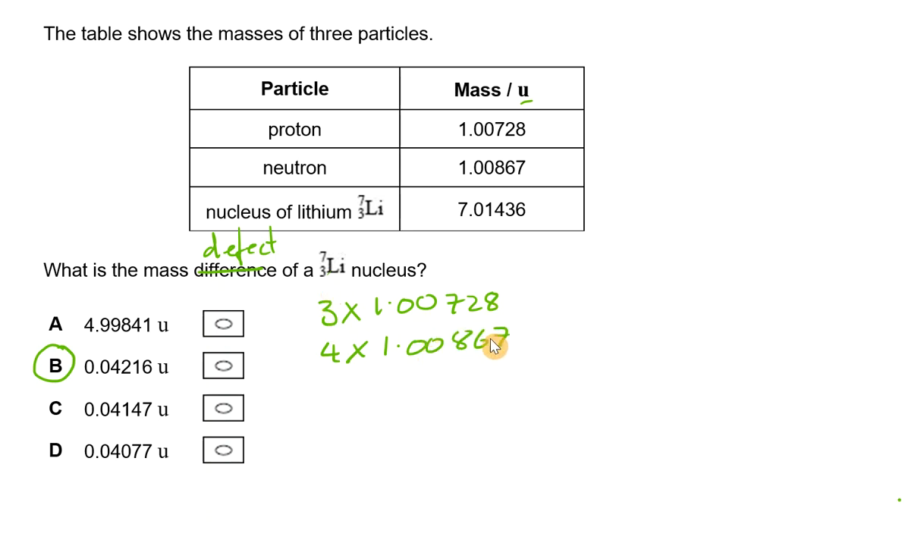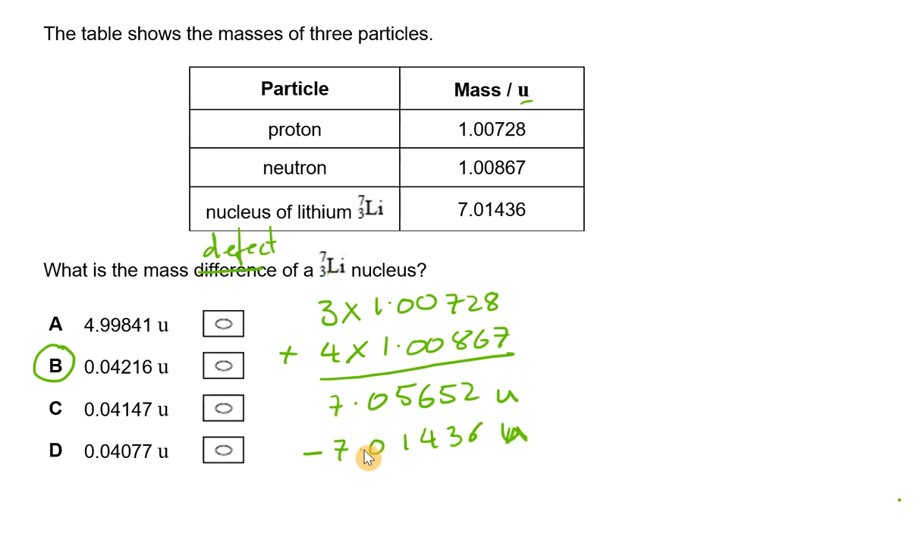1.00867. So if we multiply these numbers and then add the two products together, we will discover that the mass of these three protons and four neutrons has a total mass of 7.05652 U. However, when we put these same protons and neutrons into the nucleus of lithium, that mass is 7.01436 U.